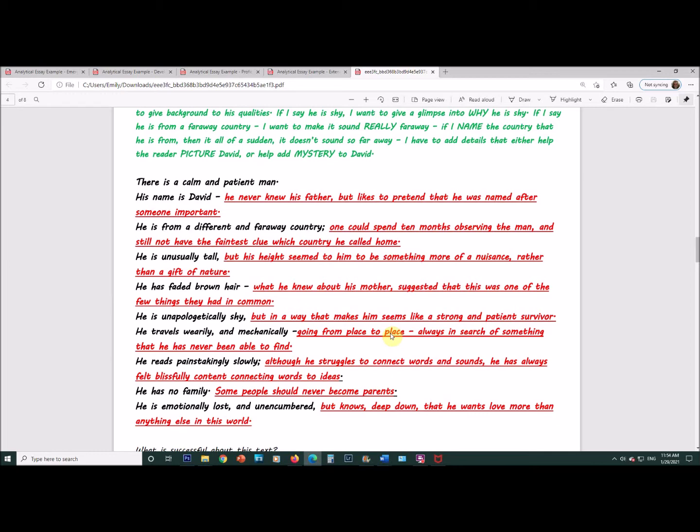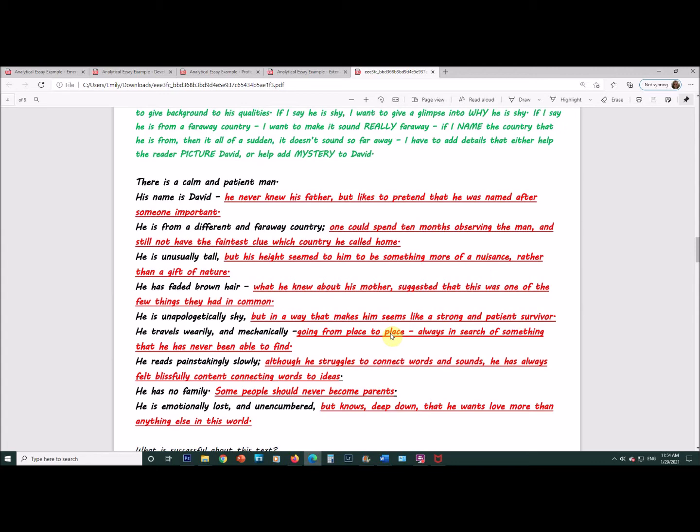So he has no family. Some people should never become parents. That was a line that I threw in there to, again, make people think, oh my gosh, what happened? I'm not telling them what happened. I want people to wonder what happened. And I'm not saying he has no family because they died or because they ran away. Well, that would be filling in the gaps for my reader. I don't want my reader to know everything all at once. I want there to be this sense of wonder.